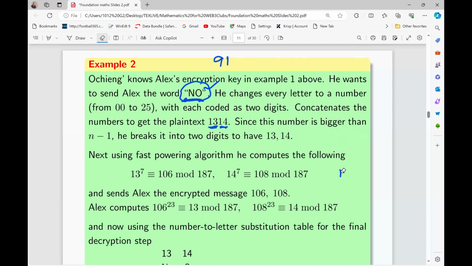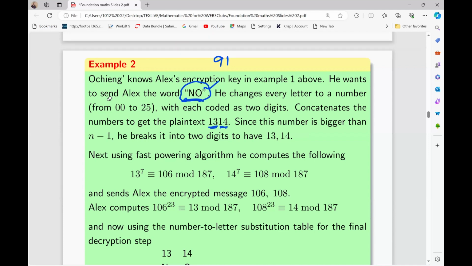Now, that means Ocheng has this duty, first of all. The first duty Ocheng has is to find out what the public key for Alex is. And now he has it.